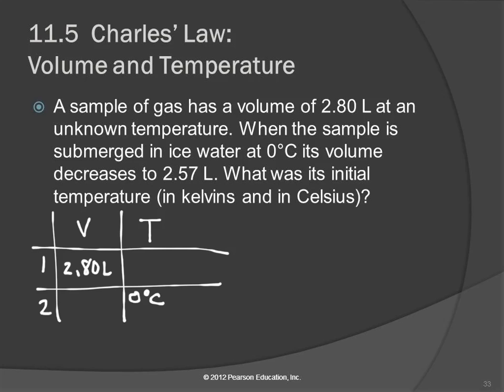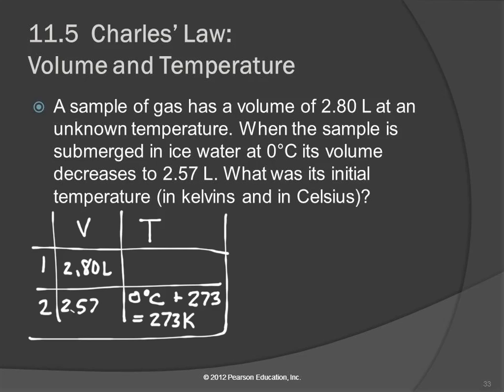Can we use Celsius in our calculation? No. Let's convert it to Kelvin right here in the table so we don't forget. So plus 273, that means the temperature is 273 Kelvin. When it's submerged in ice water at 0, its volume decreases to 2.57. So 2.57 liters. What is the initial temperature? So we are looking for T1. And it wants it in Kelvin and in Celsius.